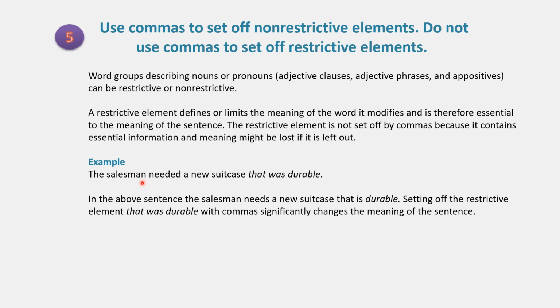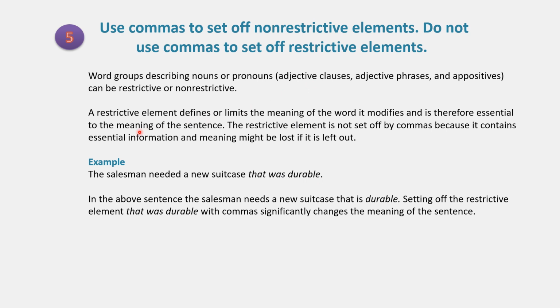So, for example, let's look at this sentence. The salesman needed a new suitcase that was durable. Here, we shouldn't set off the restrictive element with commas, because if we include a comma, it's going to alter the meaning of the sentence. The salesman needed a new suitcase that was durable.